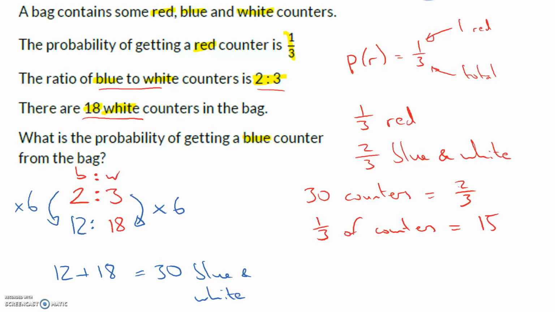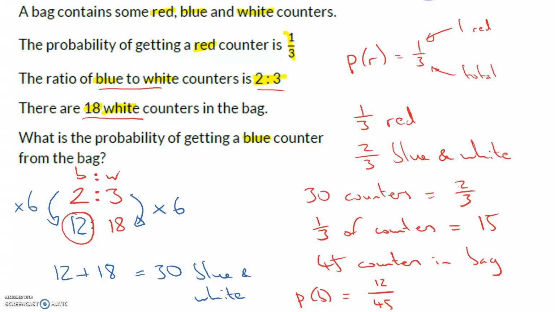Okay, so if 1/3 is 15, then there must be 45 counters in the bag. 45 in total in the bag, and how many of those are blue? Well, 12 of those are blue. We found that out here. So what's the probability? The probability blue is the number of blue counters in the bag, which is 12, over the total number of counters in the bag, which is 45. So the probability blue is 12/45.